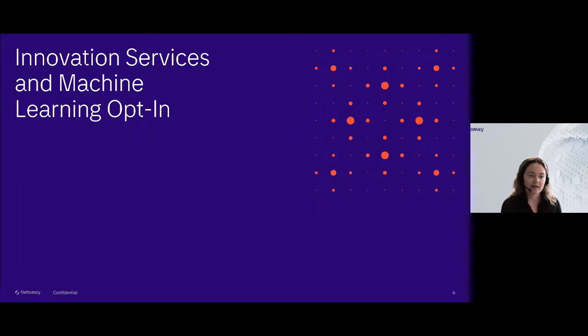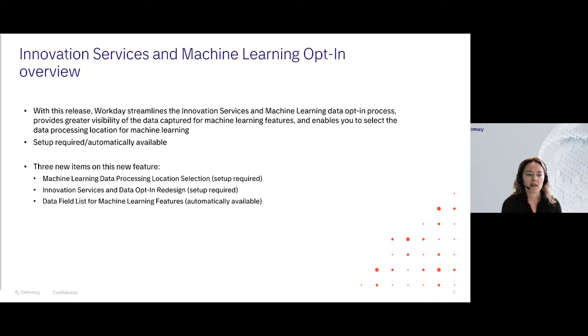One first key feature for the cross application services is the innovation services and machine learning opt-in. Workday is streamlining the innovation service and machine learning data opt-in process. This is available, of course, for all who have the innovation service agreement, and it includes 3 new items for this setup: the machine learning data process location selection, innovation services and data opt-in redesign, and data field list for machine learning features.